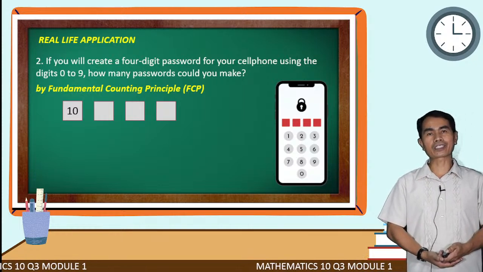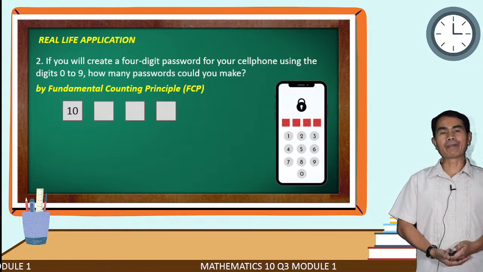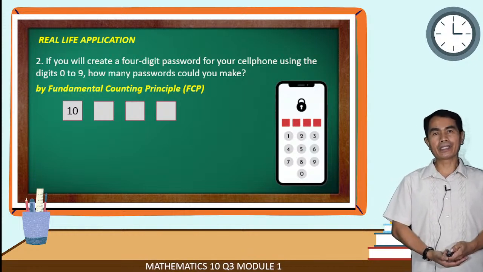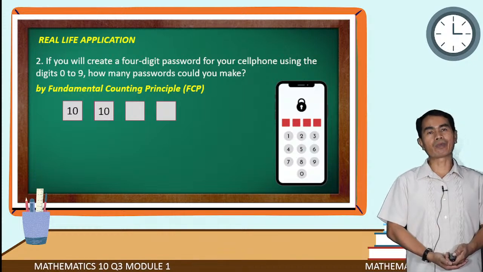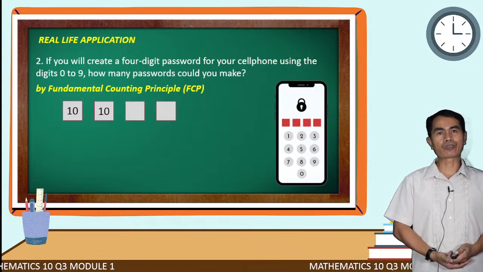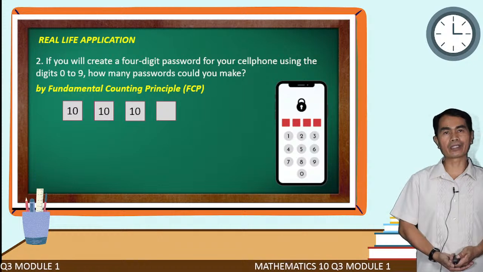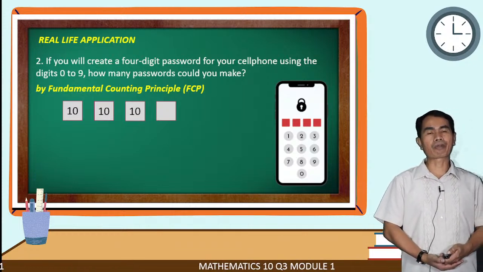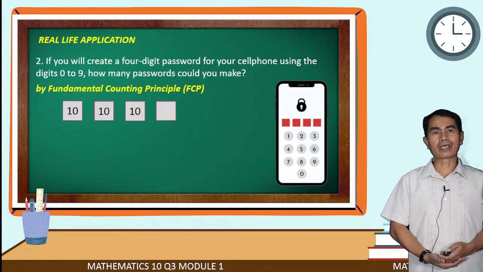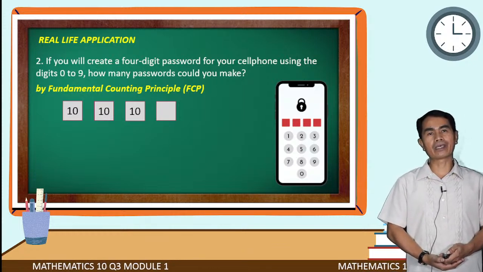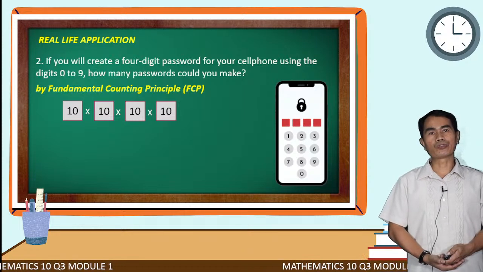So again, the next box can be filled up by any one of the 10 digits. Same is true with the third box. We can again repeat the digits. So there are again 10 choices for the third box. And lastly, for the last slot, again we can repeat the digits. So we have still 10 digits to choose from.